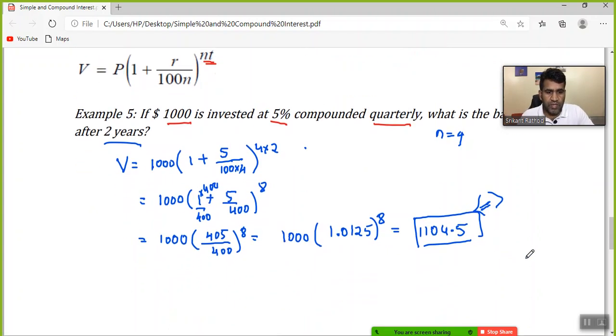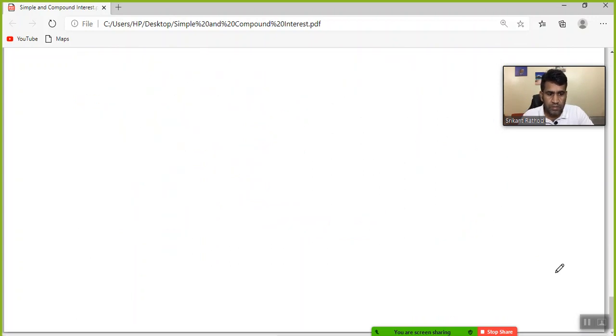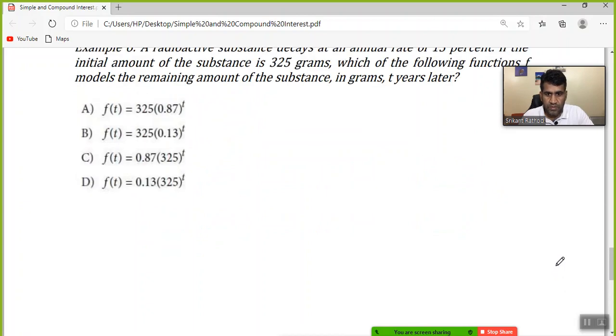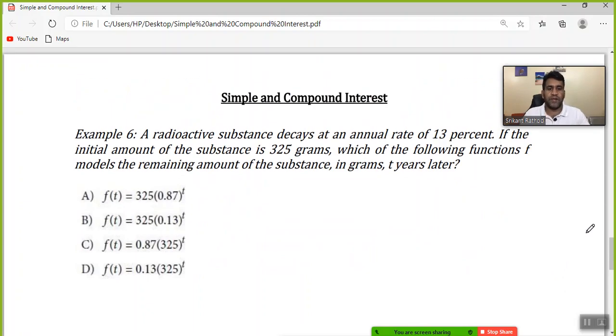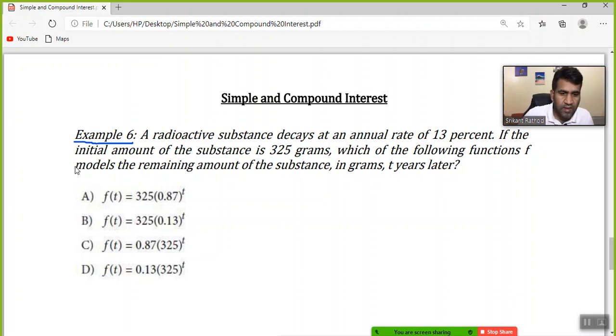Okay, so let's go to the other examples. Oh, sorry, there is one example here. Let's go to the other example. This is the kind of example you are going to get in exam questions relating to the SAT, GMAT or GRE. There is another way to calculate compound interest without remembering the formula, or without making use of any formula.